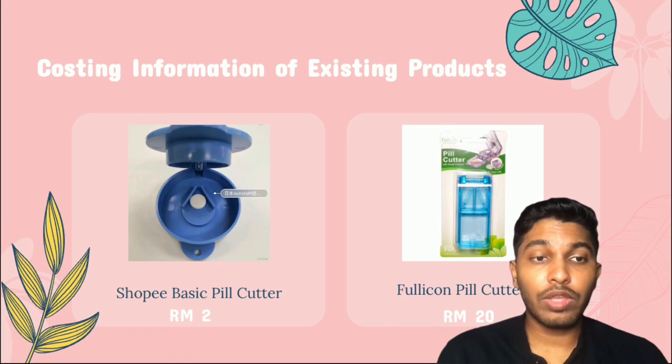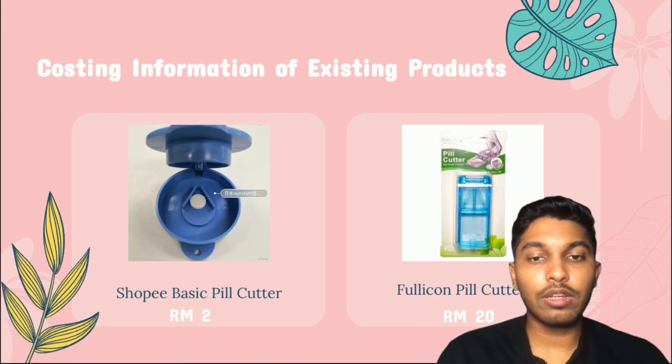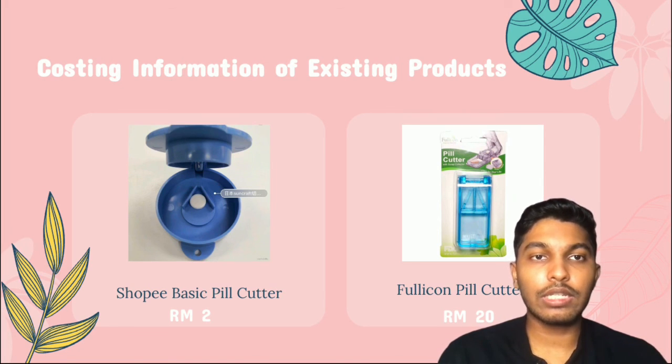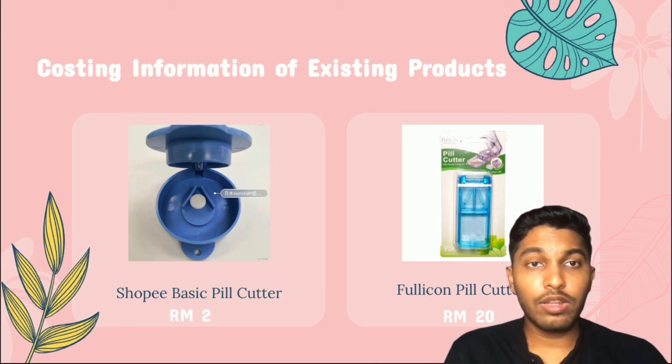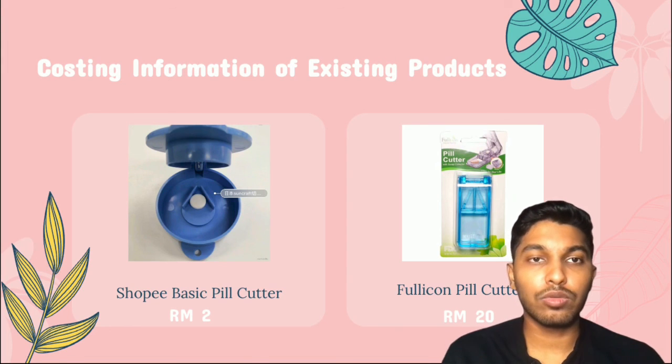So the price we expect for our product is RM 10, which is very reasonable compared to the Guardian pill cutter. Both ours and the Guardian pill cutter have the same function, which is a 4-in-1 cutter, grinder, dispenser and storage, which is very reasonable, and we are expecting to sell our product at this price.